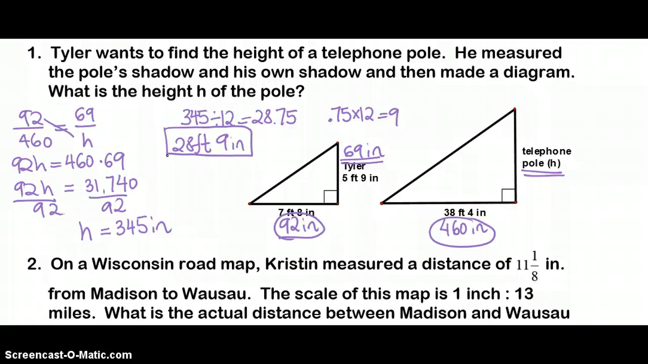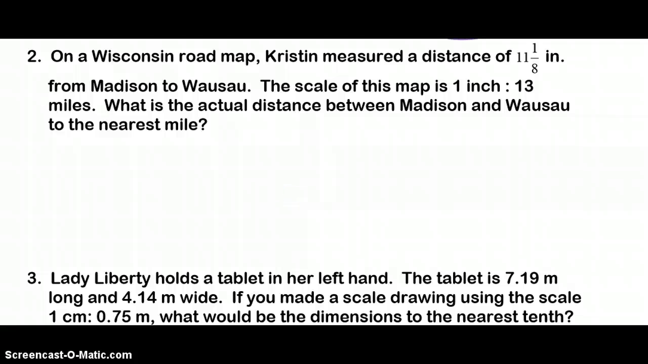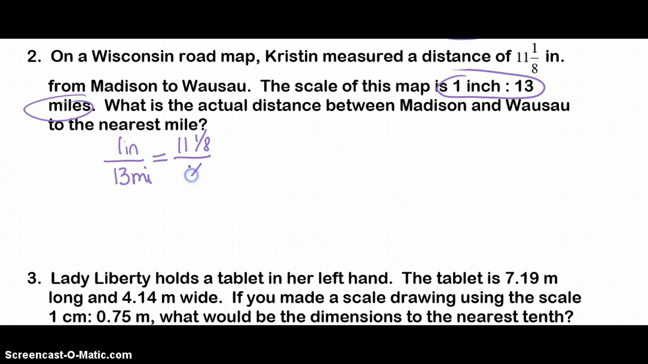On a Wisconsin road map, Kristen measured a distance of 11 1/8 inches from Madison to, I guess, Wausau. The scale of this map is 1 inch to 13 miles. What is the actual distance? Okay, so you take your given 1 inch to 13 miles. So you write 1 inch over 13 miles equals, it tells you there's a distance of 11 1/8 inches. So inches go on top. So you put 11 1/8 over x.